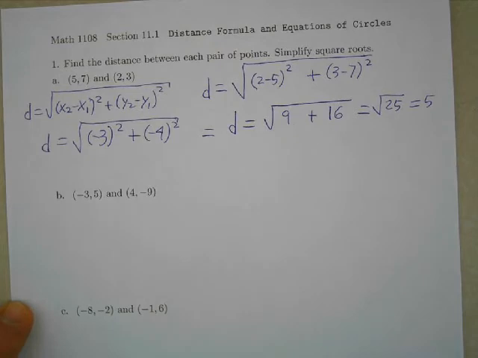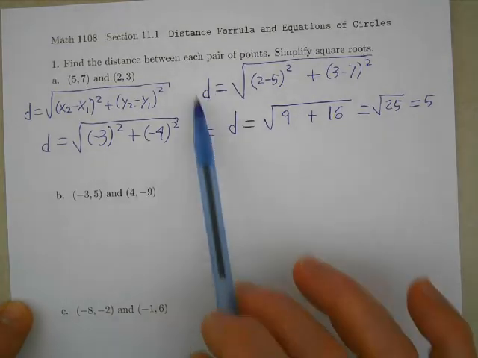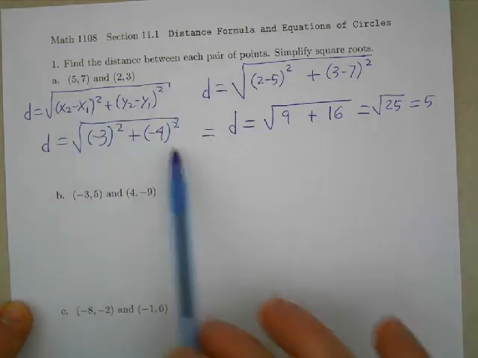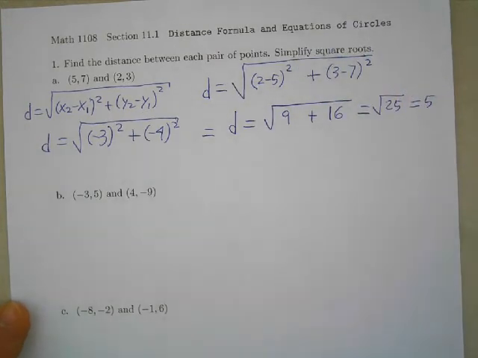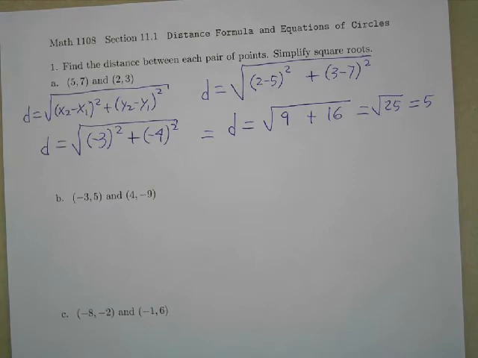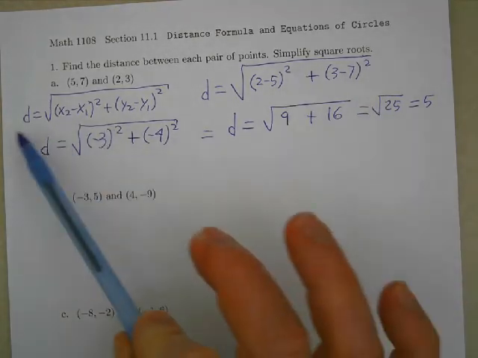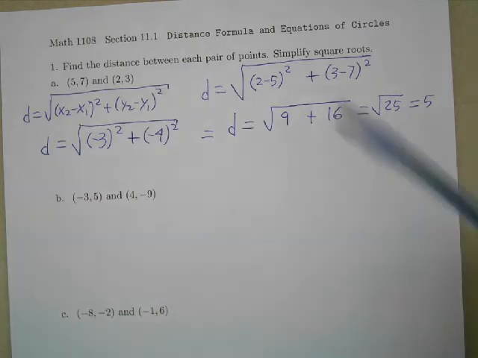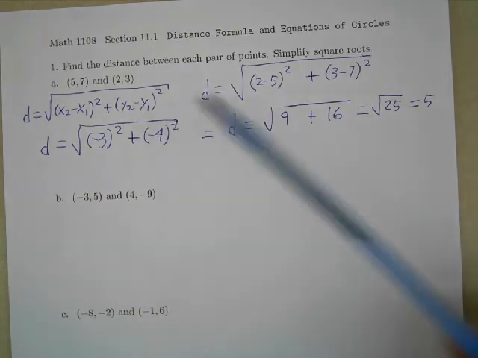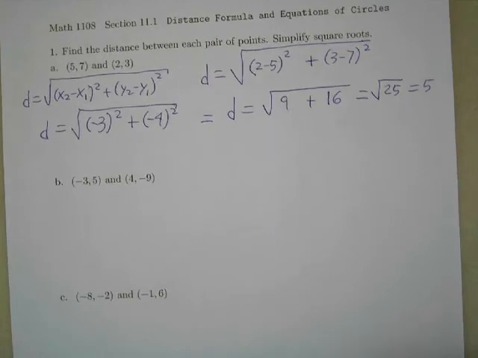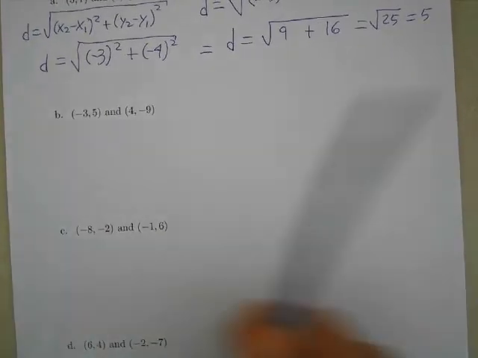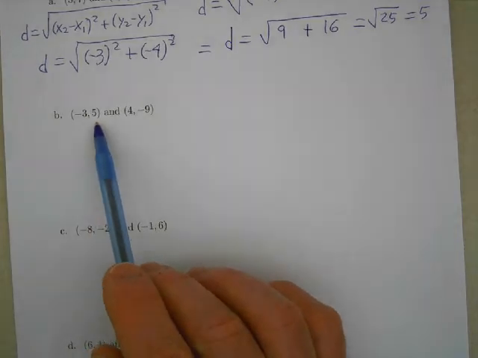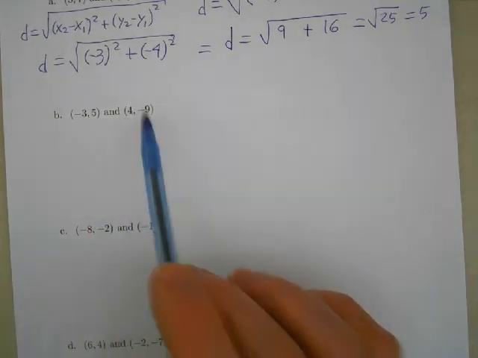Alternatively, if you want to plot those 2 points in the xy plane, construct a right triangle, and then apply the Pythagorean theorem directly, you can do that. Using the distance formula is nice, but it's not the only way to do it. Okay, so let's look at the next example. Find the distance between the points negative 3, 5 and 4, negative 9.